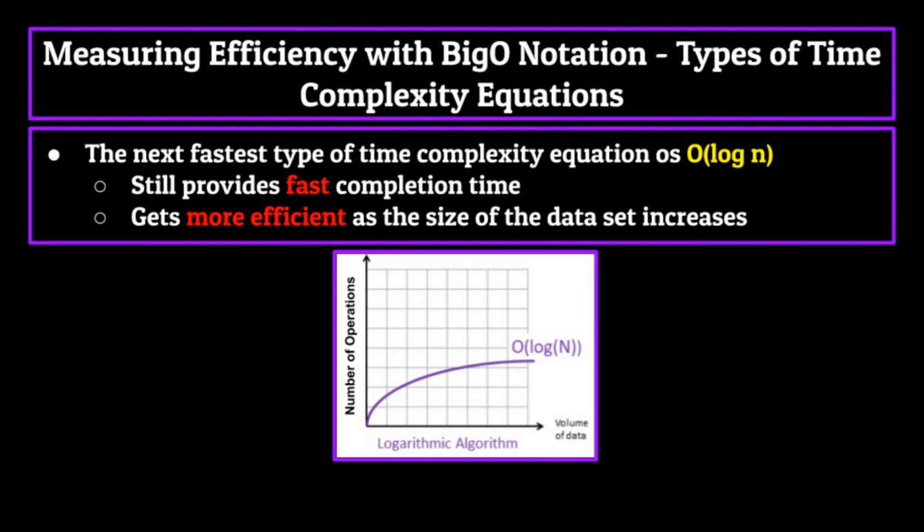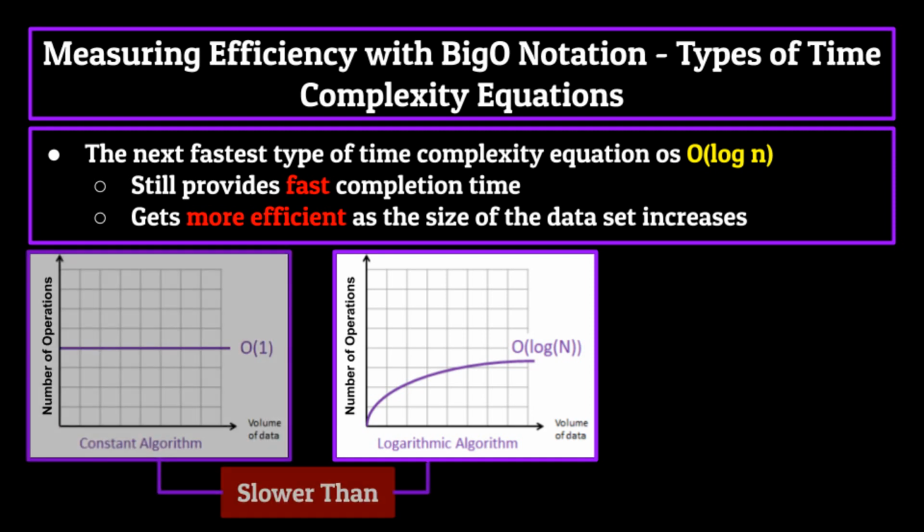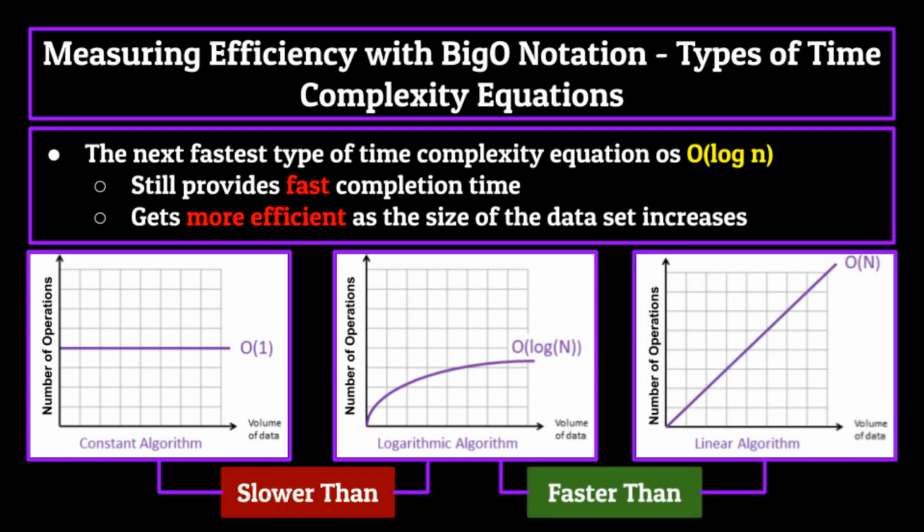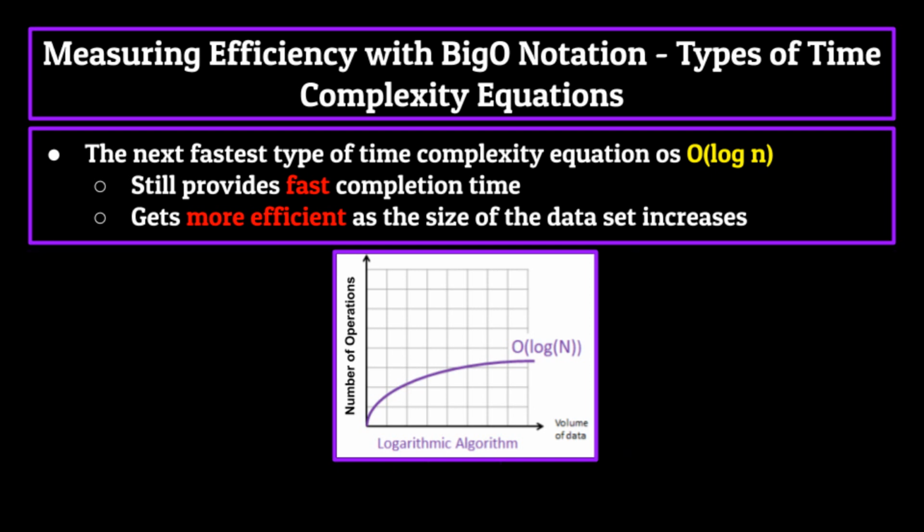Now, the next fastest type of time complexity equation is O log n. While not as fast as instantaneous time, a function having a time complexity of O log n will still provide you with very fast completion. Now, if you don't fully understand logarithms entirely, just know that this efficiency is slower than instantaneous time O of 1 and faster than the next level of efficiency known as O of n. Additionally, because the volume of data versus time graph follows a logarithmic curve, the larger the dataset that you use, the more bang for your buck that you're going to get.